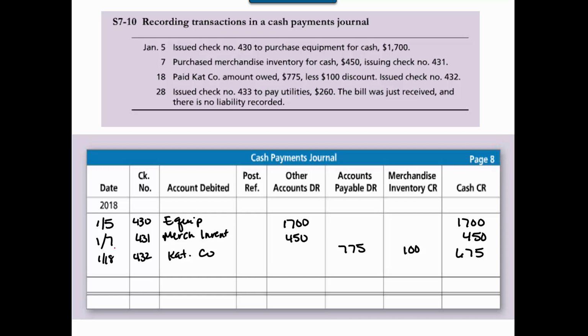And then I paid a bill. I got the bill and I paid it right then. So on the 28th, I wrote check number 433. I would have debited utilities expense for $260, credit cash $260. Back to the 18th, if I had paid it without the discount, then I would have debited accounts payable $775 and credited cash $775. But as it is, these two credits right here equal this one debit.